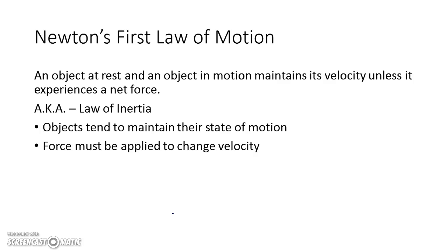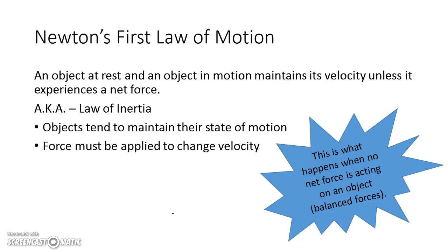A force must be applied to change the velocity. Now, just because something's not moving doesn't mean it doesn't have a velocity. It'll be 0 velocity, since it's not moving. To get it to move, you have to apply that force. So the first law of motion is about what happens when no net force is acting on an object. So the forces are all balanced.